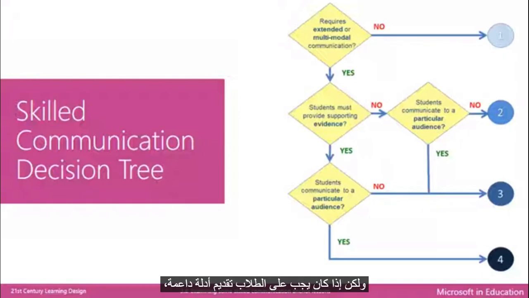But if the students do have to provide supporting evidence, or they have to design their communication for a particular audience, the learning activity is coded at a 3. Finally, if the students provide supporting evidence and design their communication for a particular audience, then the learning activity can be coded as a 4.